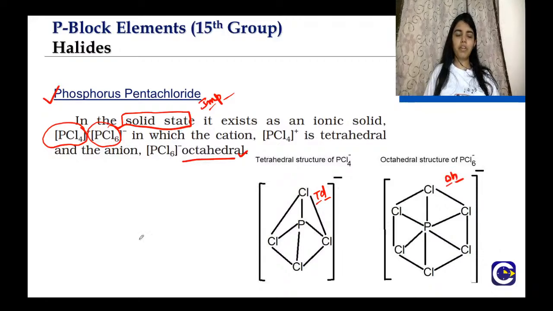So this is very important: in gaseous and liquid state it was present in trigonal bipyramidal geometry, but in solid state it is present as an ionic solid, that is PCl4 positive and PCl6 negative. This is the cation and this one is the anion, right? So PCl4 positive will have a tetrahedral geometry, while the other one will have an octahedral geometry.